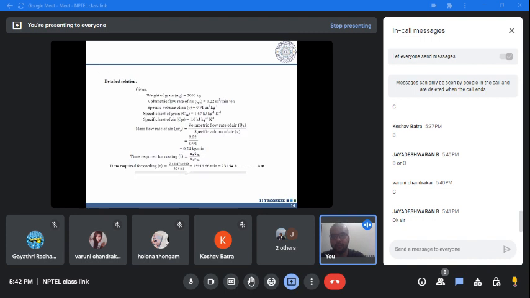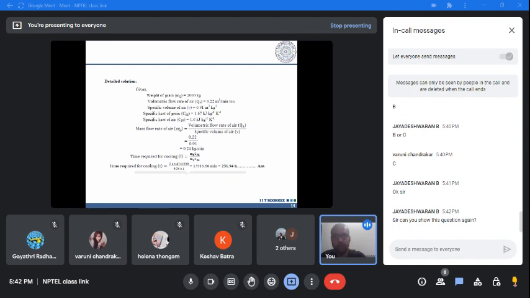Okay, so here a detailed solution has been given. The weight of the grain is 2000 kg or 2 ton. The volumetric flow rate is 0.22 meter cube per minute per ton. Then specific volume of air 0.91. Then specific heat of the grain is 1.67, and specific heat of air is 1.0 kilojoule. So mass flow rate of air you need to find out, that is volumetric flow rate of air upon specific volume of air. So 0.22 upon 0.91, so that will be 0.24 kg per minute.